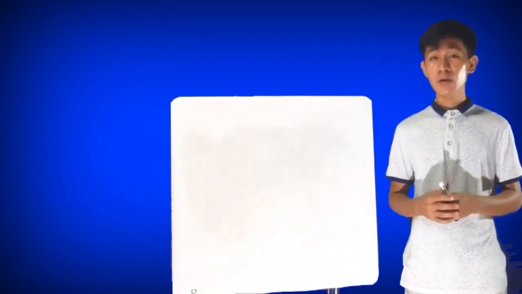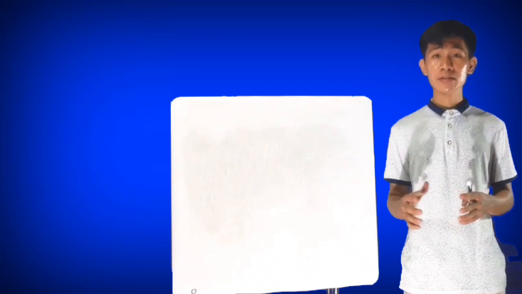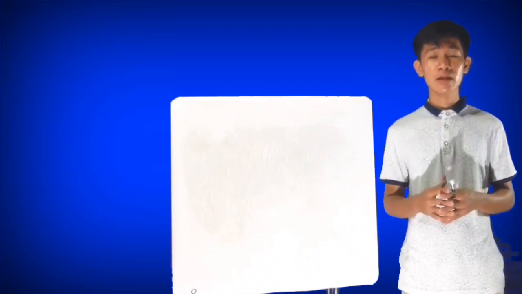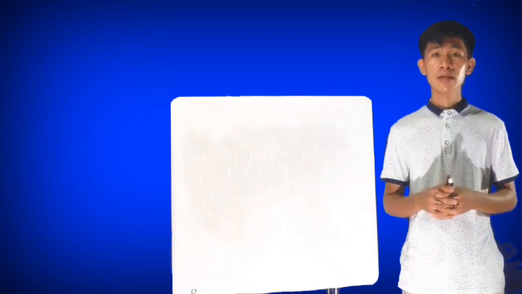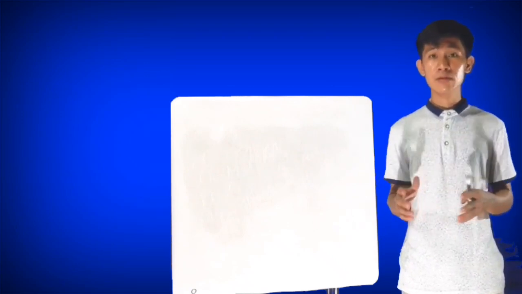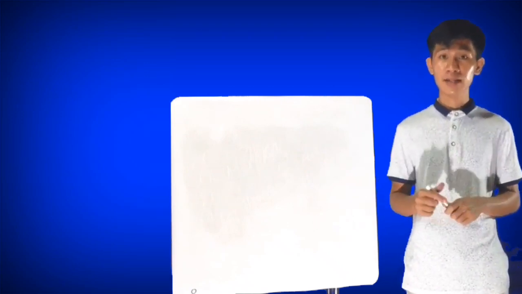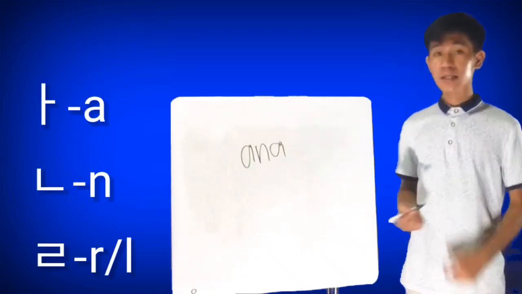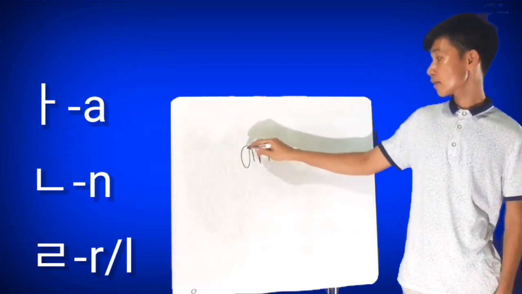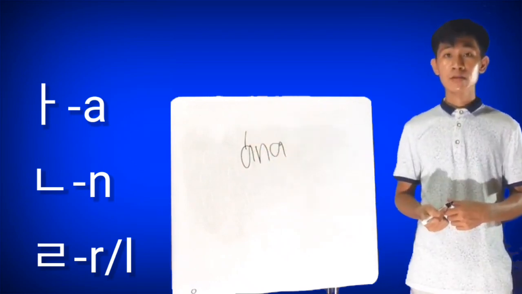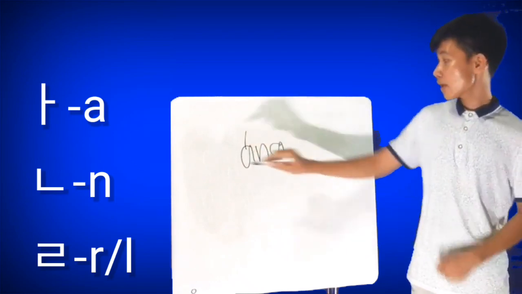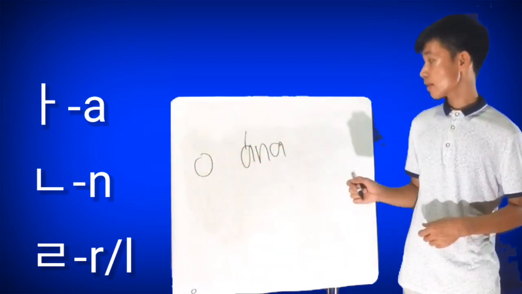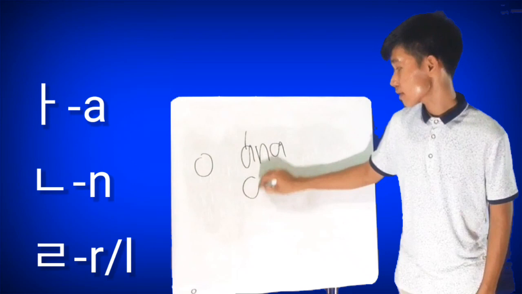Again, in Hangul, we have to remember that vowels should be written at the second position. The vowels cannot be written at the beginning of the syllables. Then how about if the word starts with the sound of a vowel, like the word ana? In this case, the vowel starts at the initial position. So what we have to do is to put this consonant at the beginning. So it should be like this.